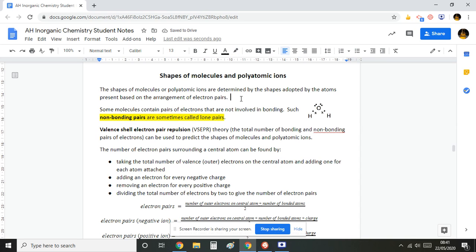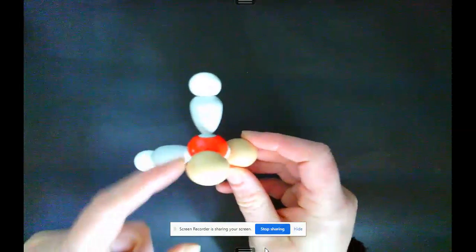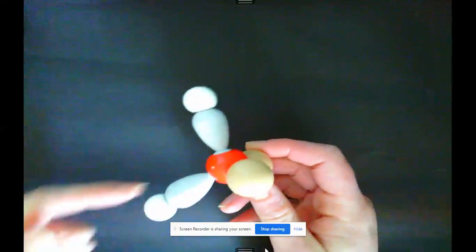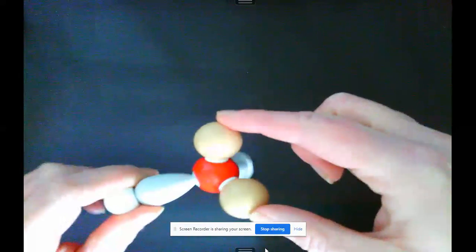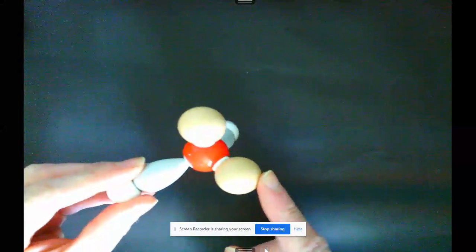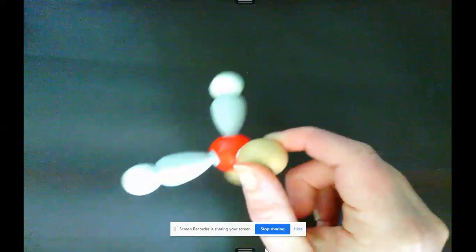For example, water. If we have a look, this is a model of a molecule of water. We've got the oxygen atom in the center and the two hydrogens. These represent the bonds. And then these two lobes here represent non-bonding pairs of electrons, or lone pairs of electrons. So we've got H2O, and then a non-bonding pair of electrons and a second non-bonding pair of electrons on the water molecule. So it's a 3D structure.